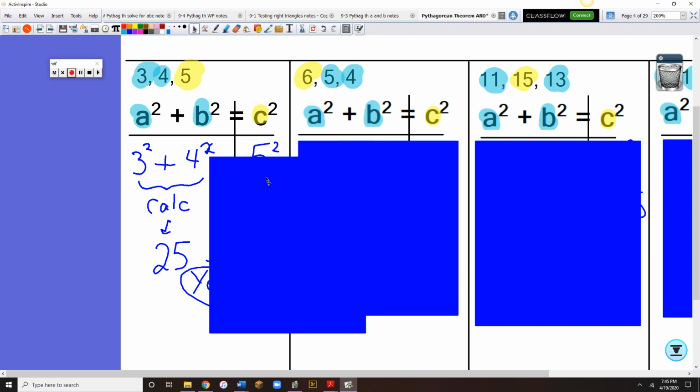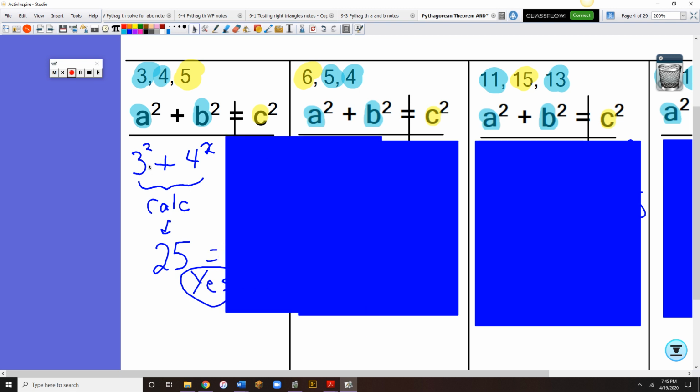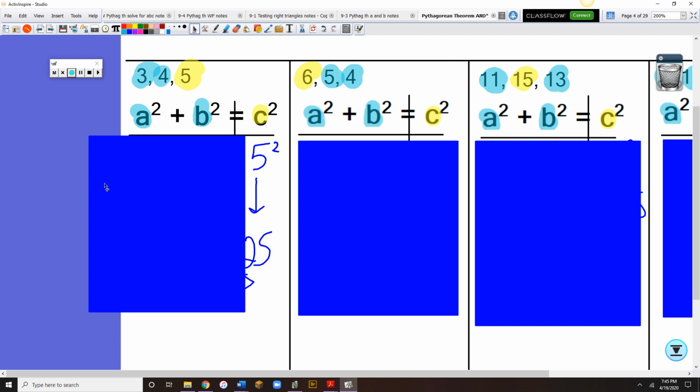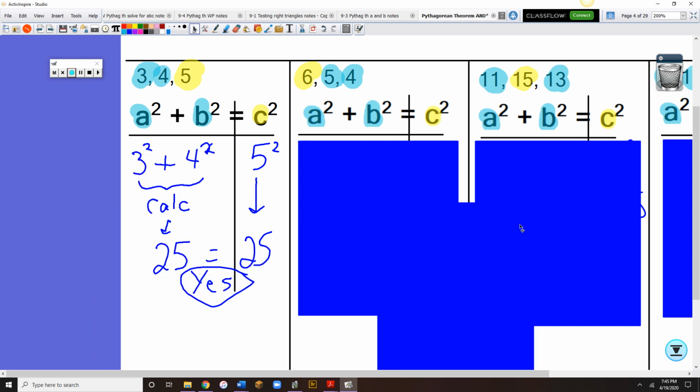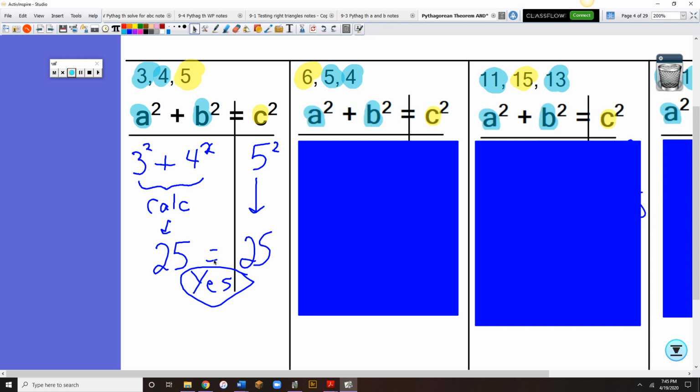Then, I'm going to put the left-hand side in my calculator. Okay? And, oops, spoiler alert. 3 squared plus 4 squared, I'm just going to type that right in, and I get the answer of 25. Then I can look at the other side. 5 squared, also 25. So when they both come out the exact same number on both sides of my T-chart, that would be a yes.